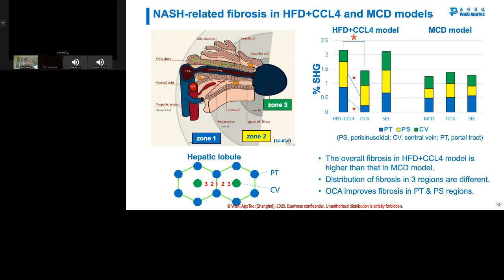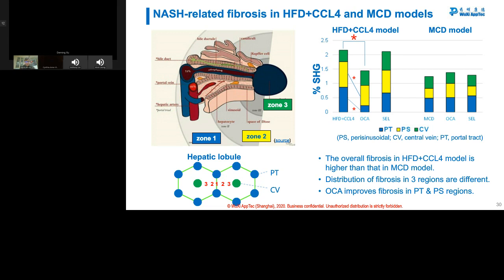If you look at the distribution of fibrosis in the high-fat and CCL4 model, what you see is that the 2 regions, zone 1 and zone 2, the portal tract and parasinusoidal regions, have the most fibrosis in this model. Upon treatment with obeticholic acid, the reduction in these 2 regions is statistically significant, whereas the acetaminophen treatment did not seem to have any significant effect on the fibrosis in any of these 3 regions. If you look at the MCD model, the overall fibrosis is lower than in the high-fat plus CCL4 model. Whether it's obeticholic acid or acetaminophen, there doesn't seem to be any significant efficacy on the fibrosis in any of the 3 regions.